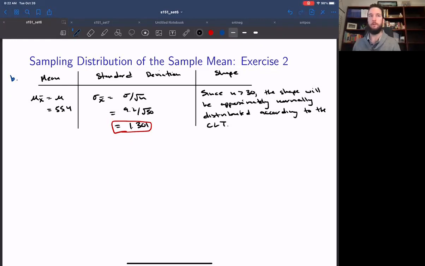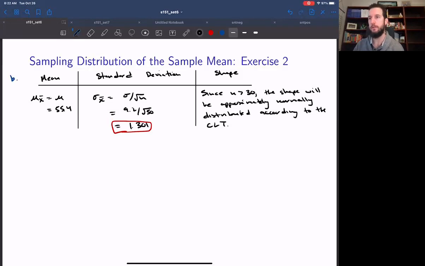Okay. Well, the rule is n greater than or equal to 30, but 50 is bigger than 30. So since 50 is bigger than 30, it will be normally distributed. Cool.